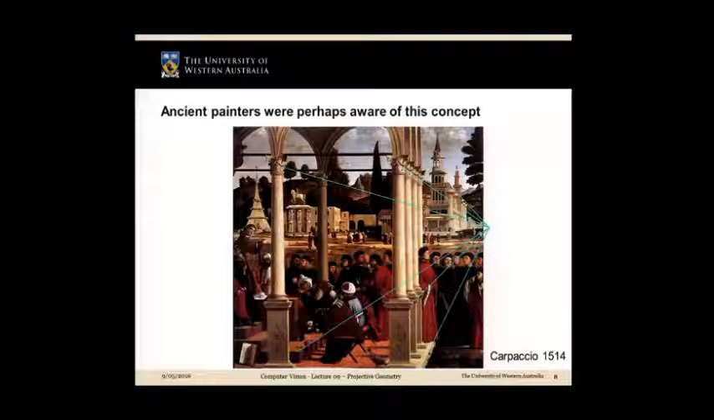So even before the invention of the camera, people were well aware of these concepts, right? And at the moment, these vanishing points and vanishing lines are well researched and well established topics in computer vision, right?